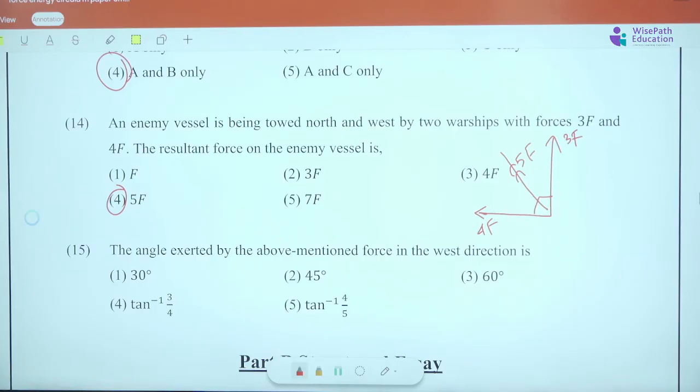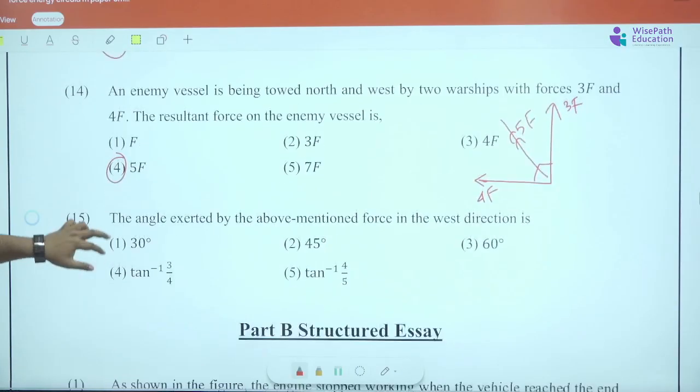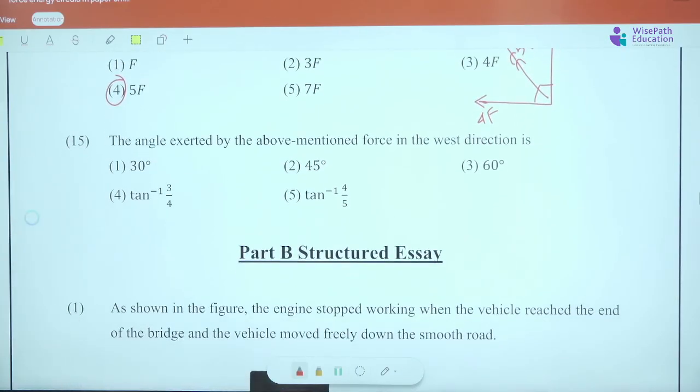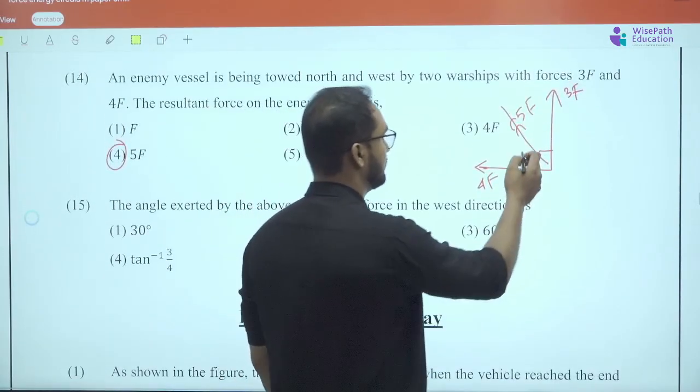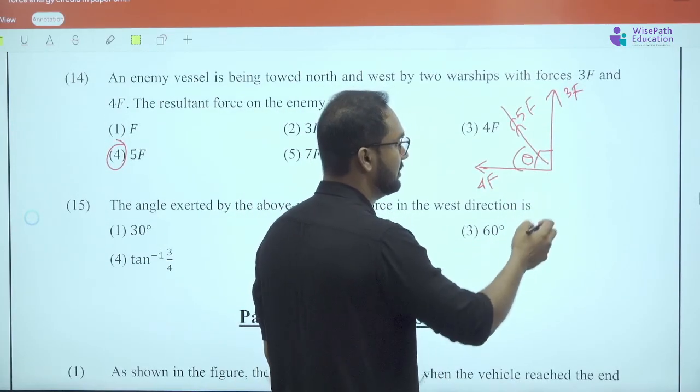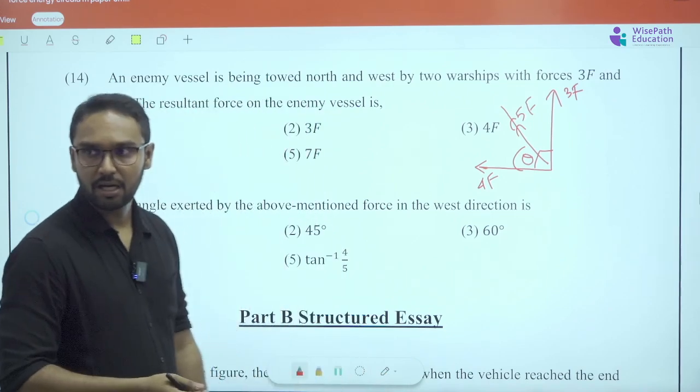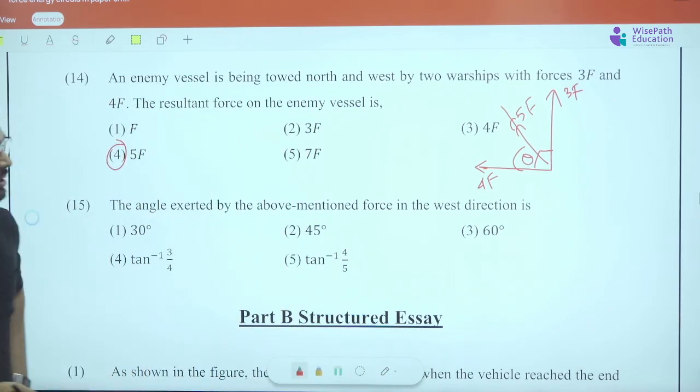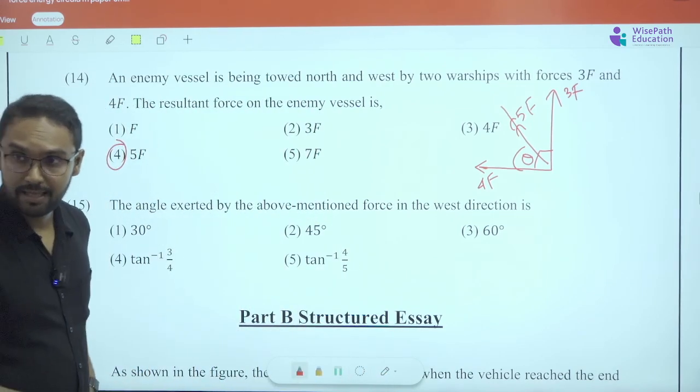What do you mean 45? Make it the angle exerted by the above mentioned force in the west direction. You can make a hand. How do you find it? That is tan theta. Tan theta is the opposite over adjacent.